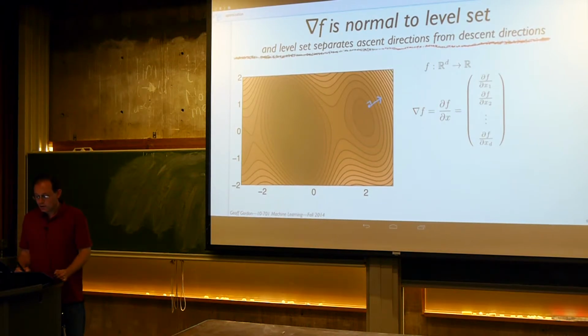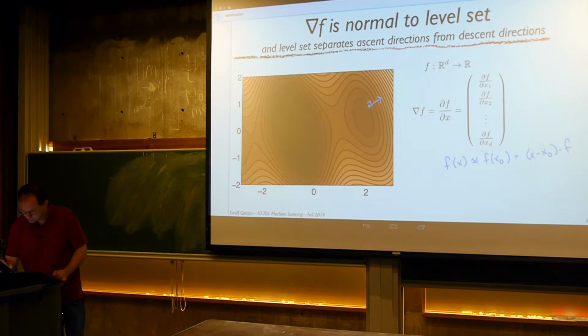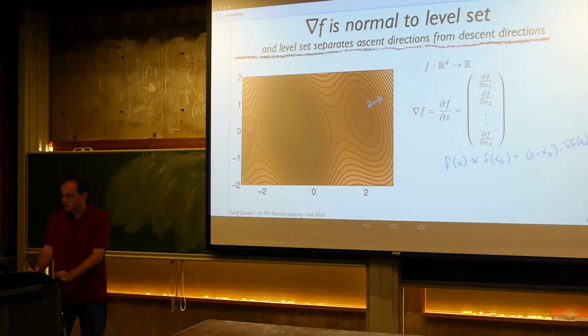And the way you can see that is by looking at the Taylor approximation. The first order Taylor approximation is that f of x is approximately equal to f of x0 plus x minus x0 dot, sorry, the gradient of f at x0. So that's the first order Taylor expansion.